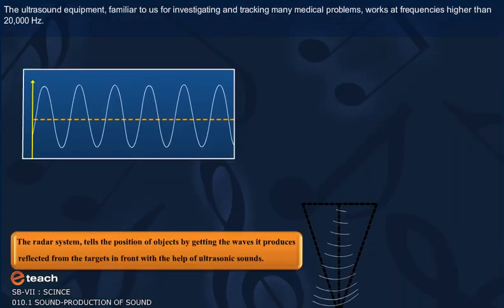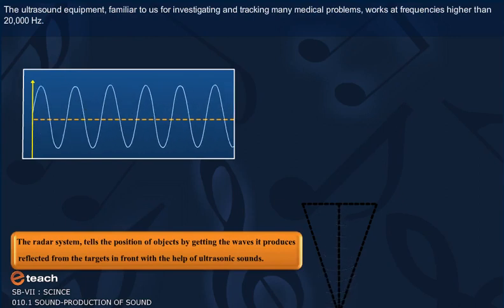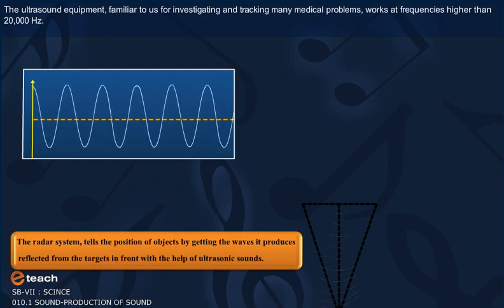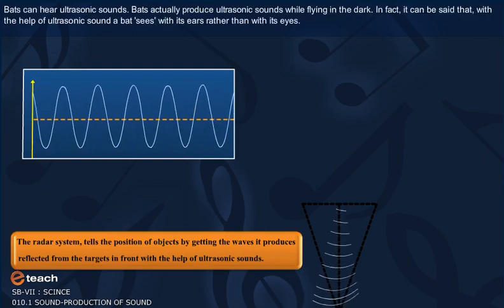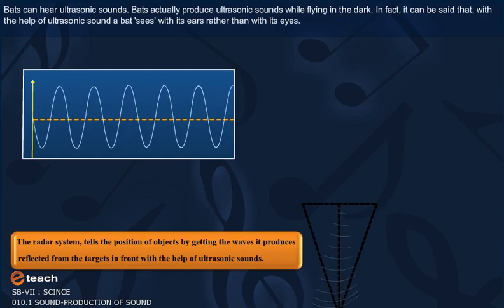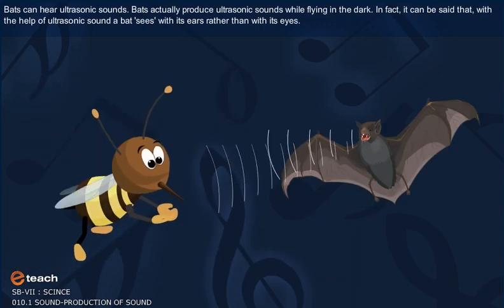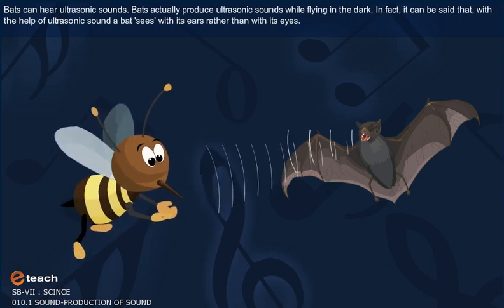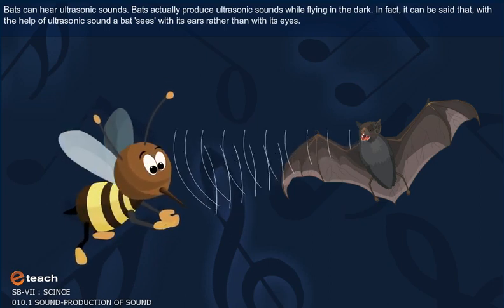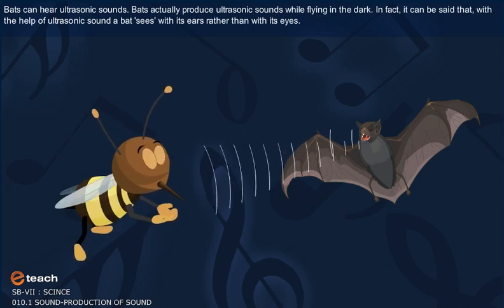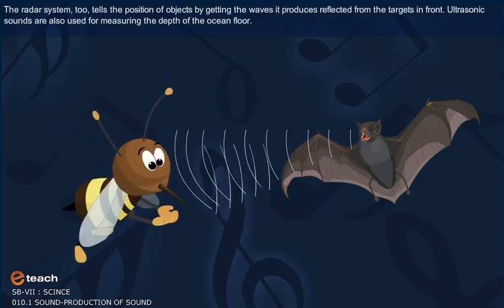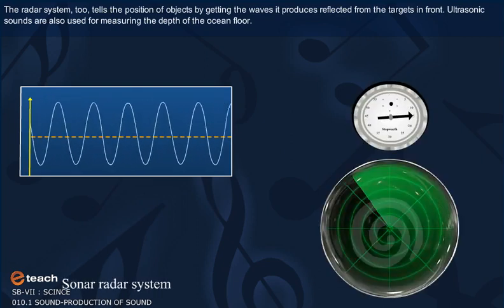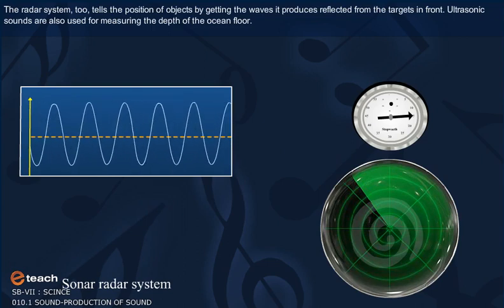The ultrasound equipment, familiar to us for investigating and tracking many medical problems, work at frequencies higher than 20,000 Hz. Bats can hear ultrasonic sounds. Bats actually produce ultrasonic sounds while flying in the dark. In fact, it can be said that with the help of ultrasonic sound, a bat sees with its ears rather than with its eyes. The radar system, too, tells the position of objects by getting the waves it produces reflected from the targets in front.